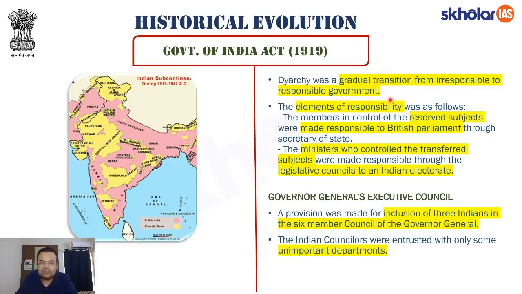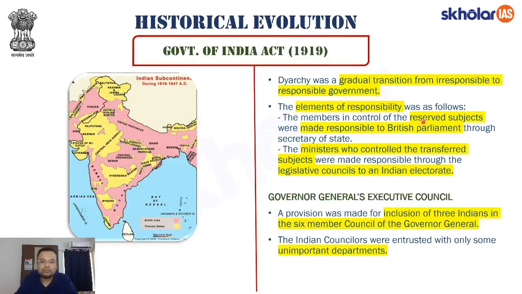This is what we call as responsible government. What exactly is happening? So there are provincial subjects. One category has been kept as transferred subjects. The whole idea of transferred subject is these are those subjects where you can deliberate and you can take decisions on. Thus, there is a gradual shift from irresponsible to responsible government.